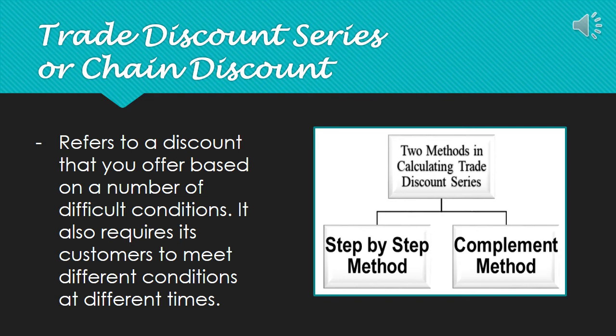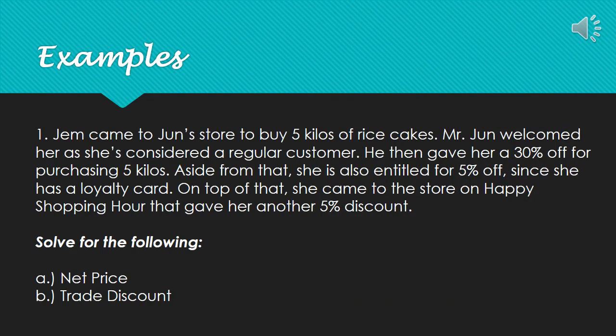So we have two methods in calculating trade discount series. We have step-by-step method and complement method. For example, Jem came to June's store to buy 5 kilos of rice cakes. Mr. June welcomed her as he considered her a regular customer.